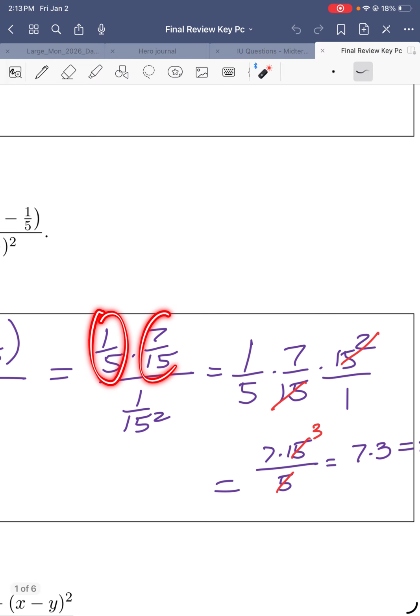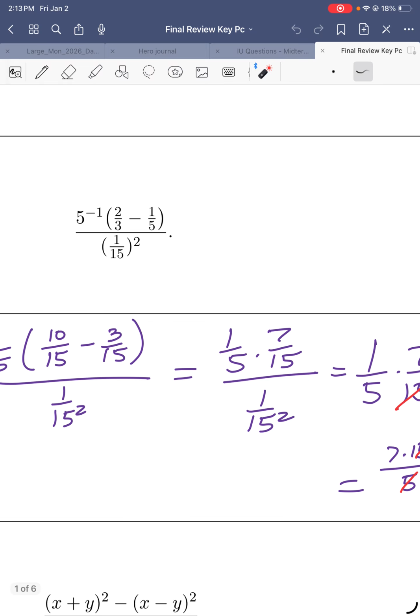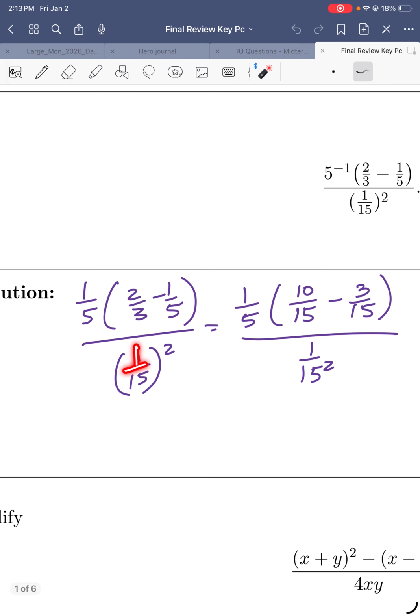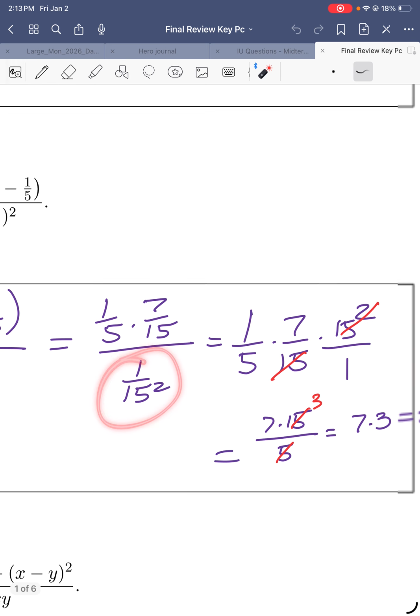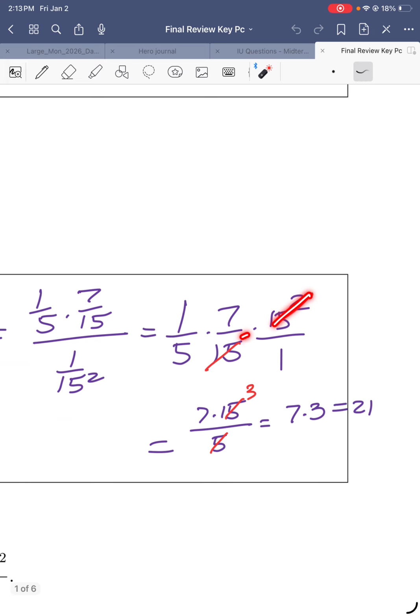So it's this times this, but then when you divide by this fraction, that's the same as multiplying by the reciprocal. And notice that 1 over 15 squared is the same as 1 squared over 15 squared, and that's why I wrote it like this. So then these 15s cancel out, and just leave you with a 15 here, a 7 here, and a 5. But then if I cancel out a 5 out of those, I'm just left with a 3, so I get 21.